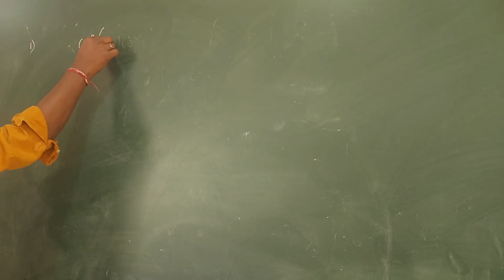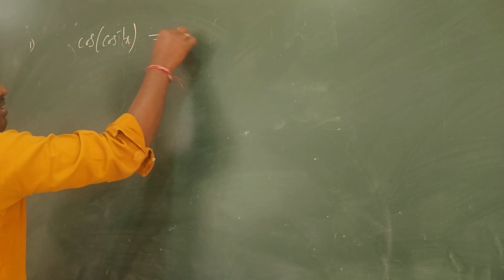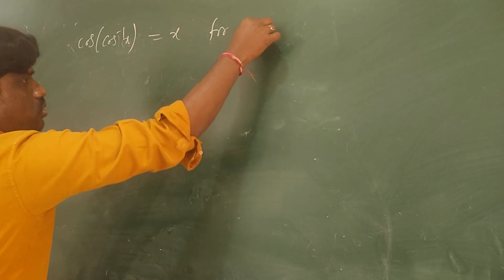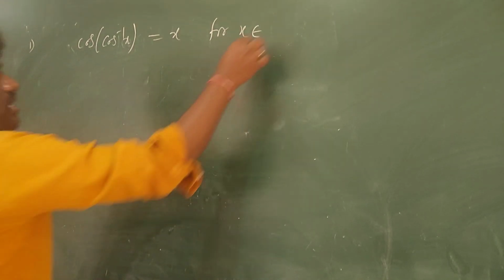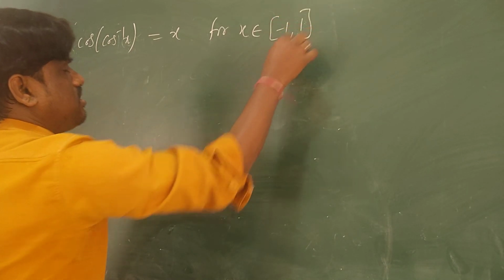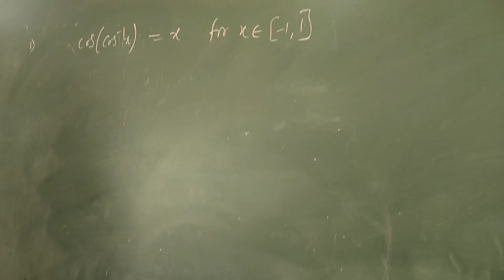Okay, I am going to write the properties you need to remember. The first property is cos of cos inverse x. Cos of cos inverse x is equal to x for x belongs to minus 1 comma plus 1. And these are the things in your IIT notes, where I explained many questions. So cos of cos inverse x is equal to x. This is the first formula.